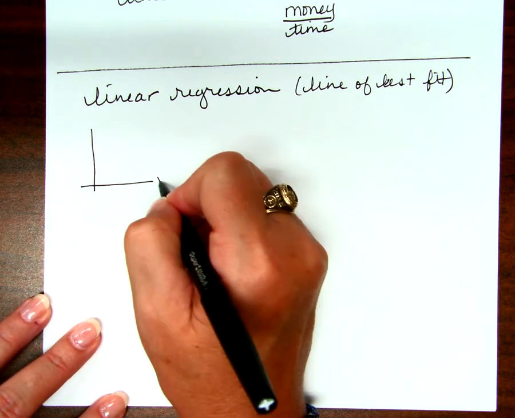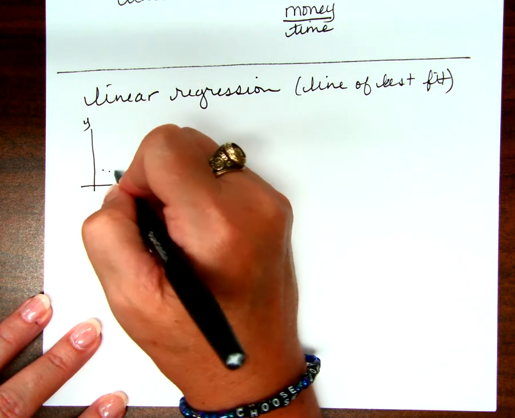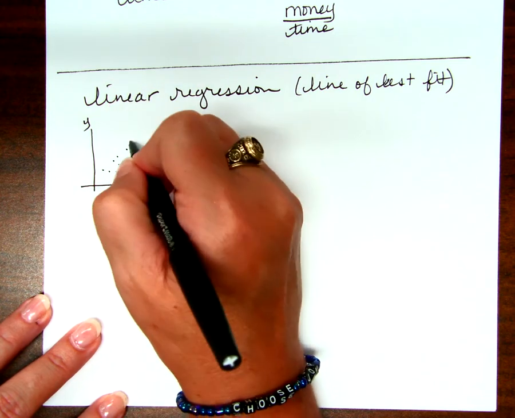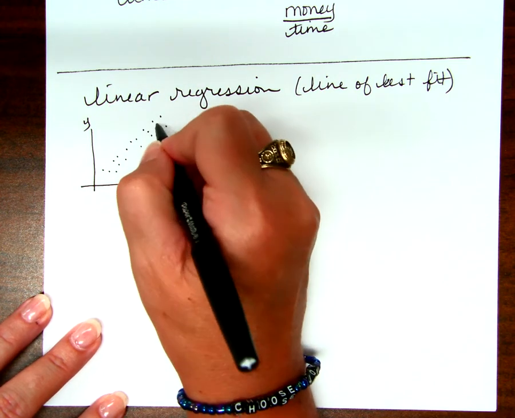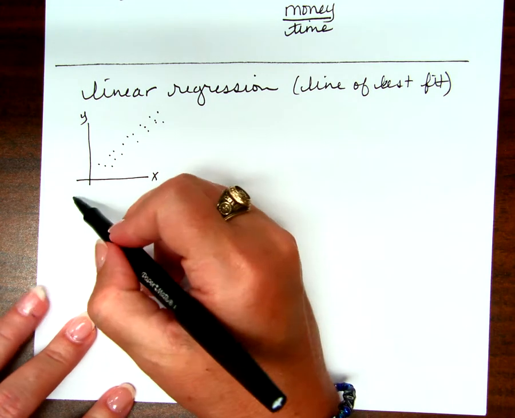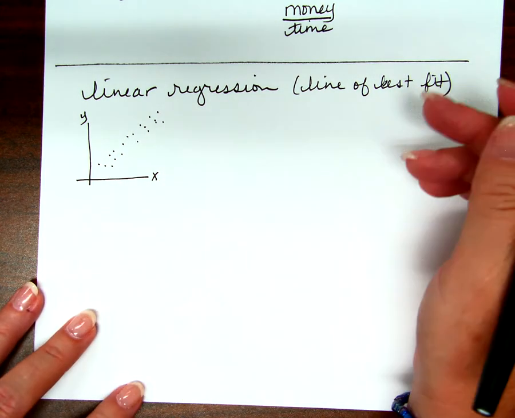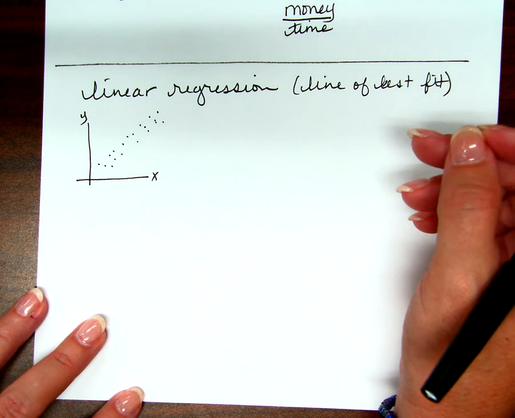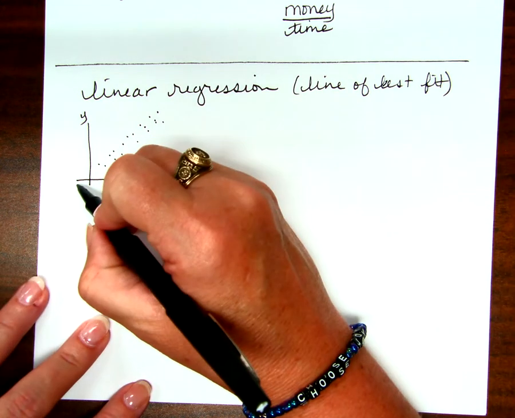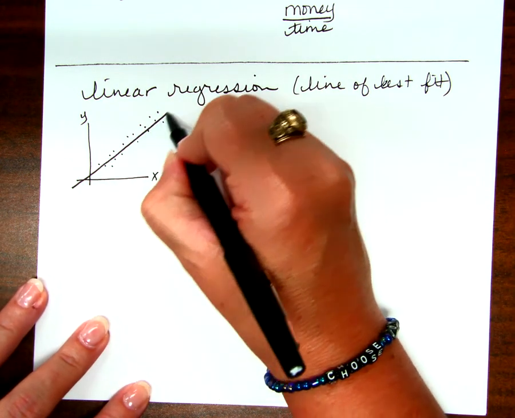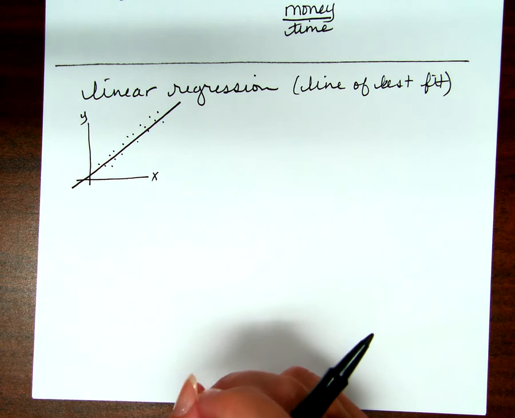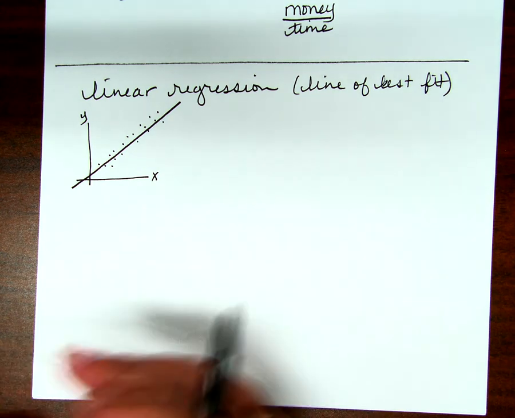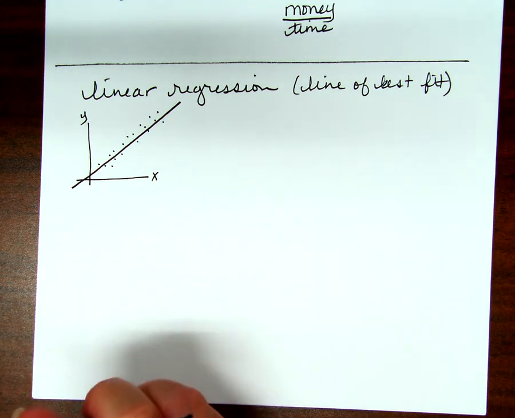So if I have an x-axis and a y-axis, and I have a bunch of points that look like this, is there one line that I can draw that goes through all of these points, that touches all of these points? No, absolutely not, right? But would a line something like this maybe be the line of best fit? Because it's getting as close as possible to all the dots, right?